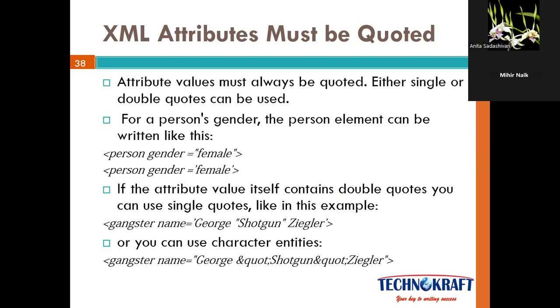Either single or double quotes can be used. For a person's gender, the person element can be written like this: person gender="female", or person gender='female'. So it can be double quotes or single quotes, it doesn't matter. If the attribute value itself contains double quotes, you can use single quotes, like this example. Gangster name: George "Shotgun" Ziegler.